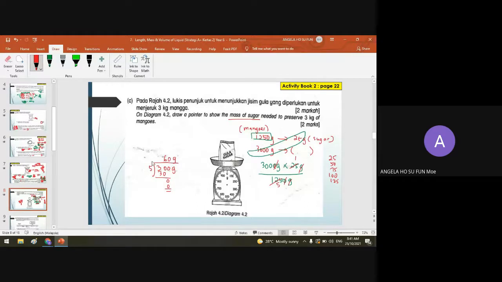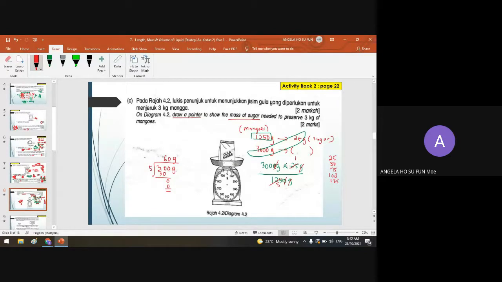Then after that, not finished yet. They ask you to draw the pointer on the weighing scale. Where is 60 gram? You don't put your pointer here. This is 600, okay? How you do where is 60? This is 0. This is 100. This is 500. Means that here, this is the pointer here.